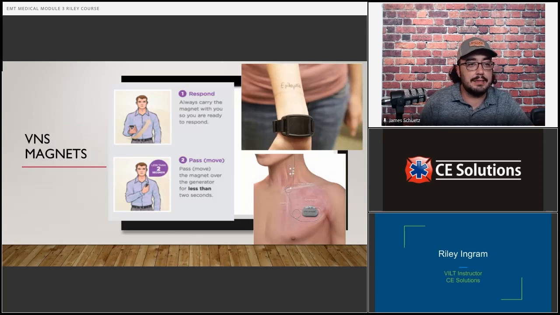Your VNS magnets, kind of what they look like here. You're going to respond. Always carry the magnet with you so you are ready to respond. So if you've got one of these, they probably have the magnet like an Apple Watch, like a watch on the wrist. They're going to move the magnet over the generator for less than 2 seconds. And I think they attempt this like 3 times in 1 minute.